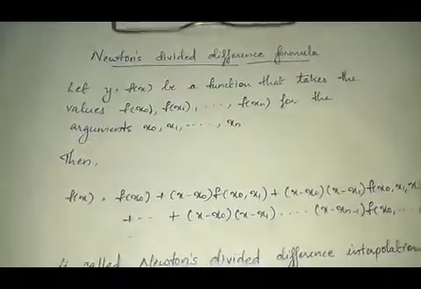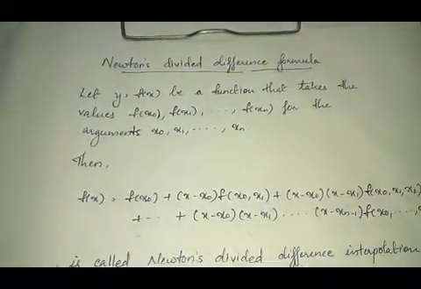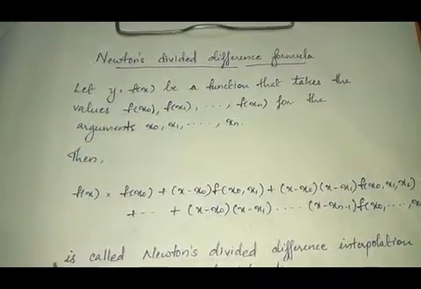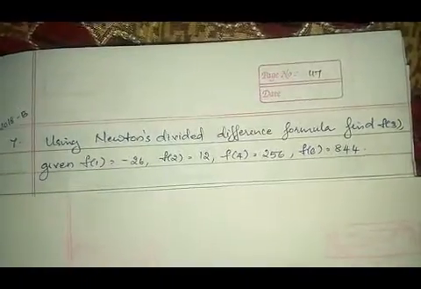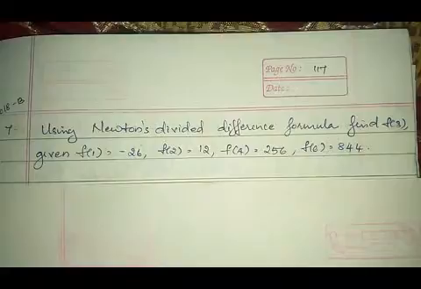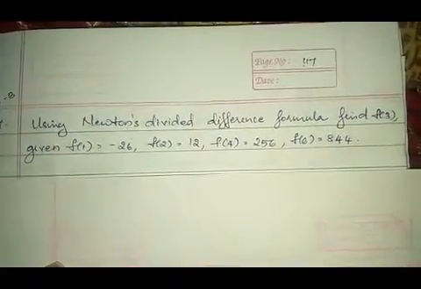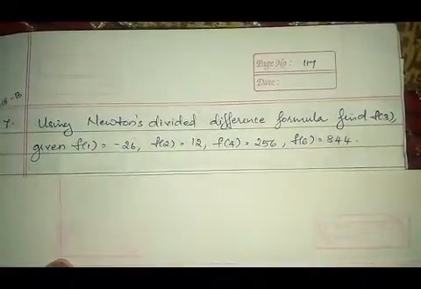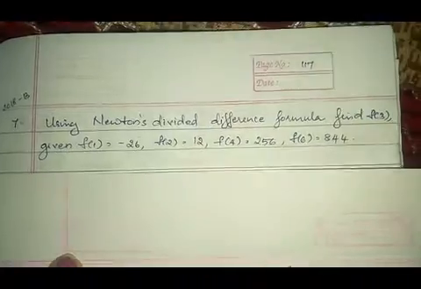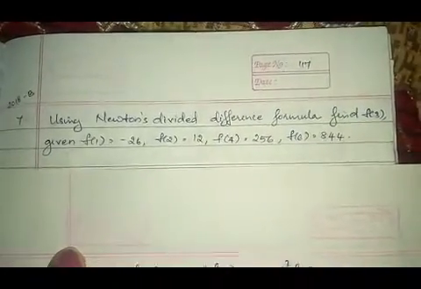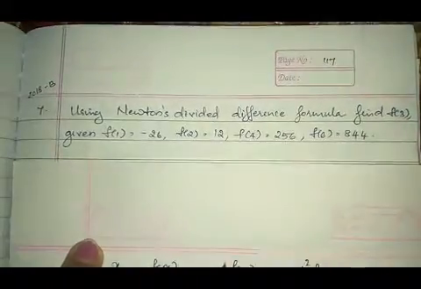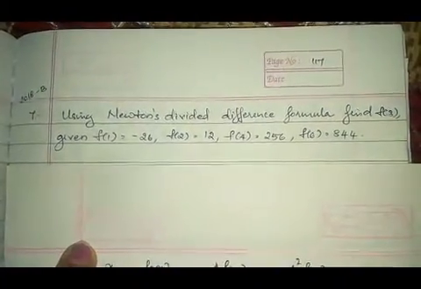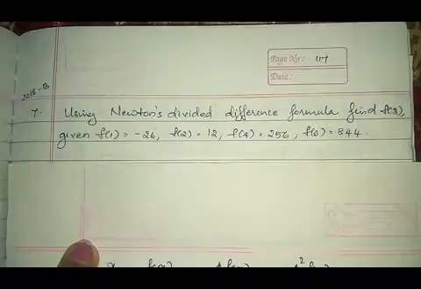Now let's see the working of Newton's divided difference formula with the help of an example. Now look at this question. Using Newton's divided difference formula, you have to find f of 3 given f of 1, f of 2, f of 4 and f of 6. These values are given and you have to find f of 3 using Newton's divided difference formula.